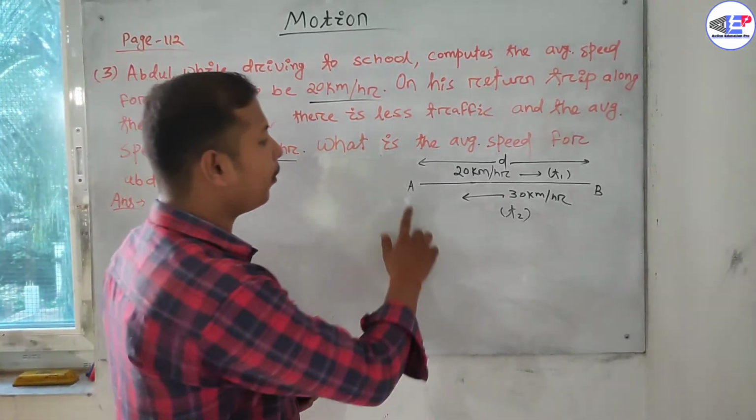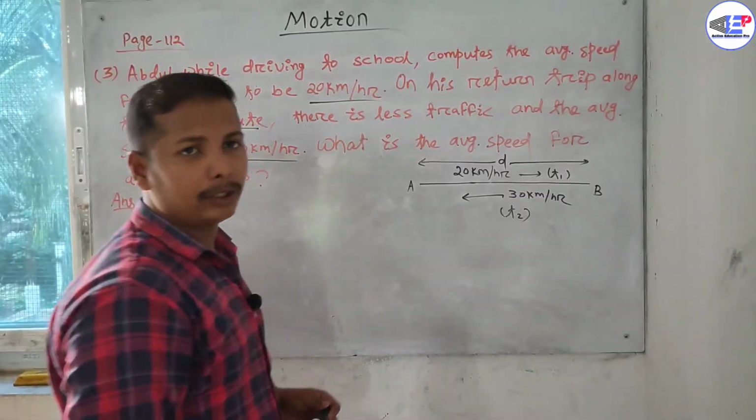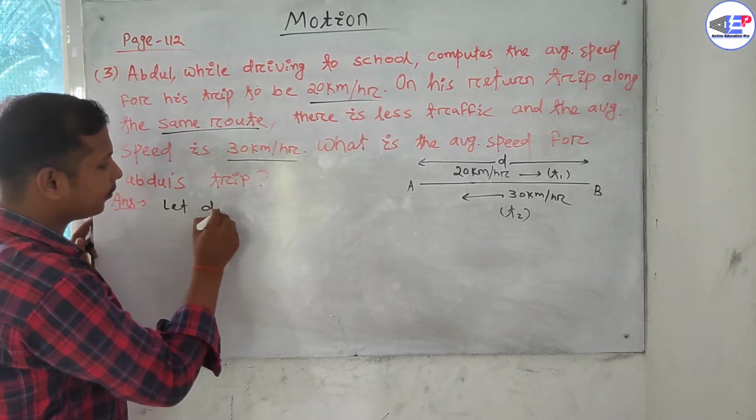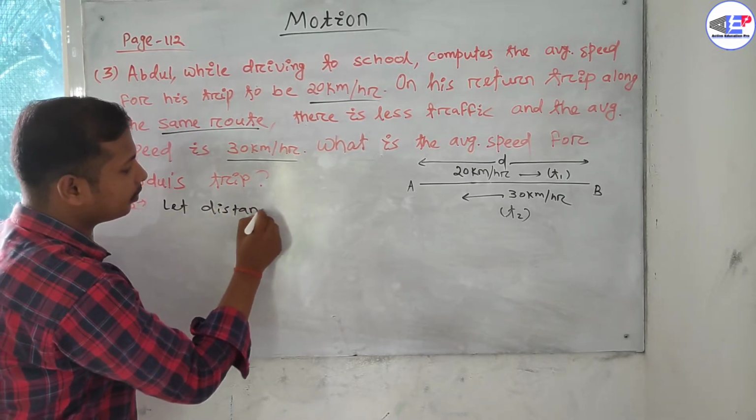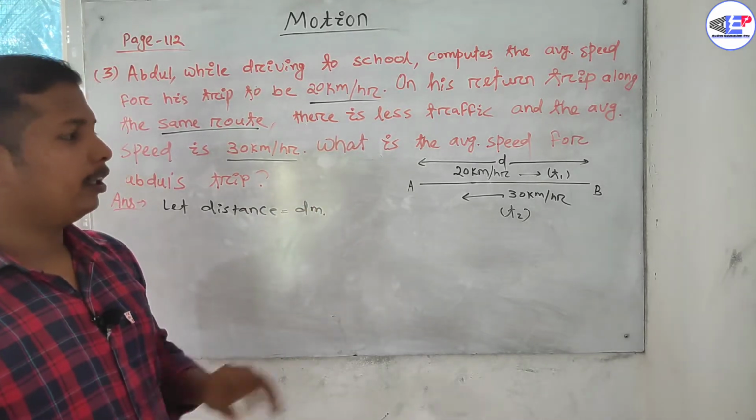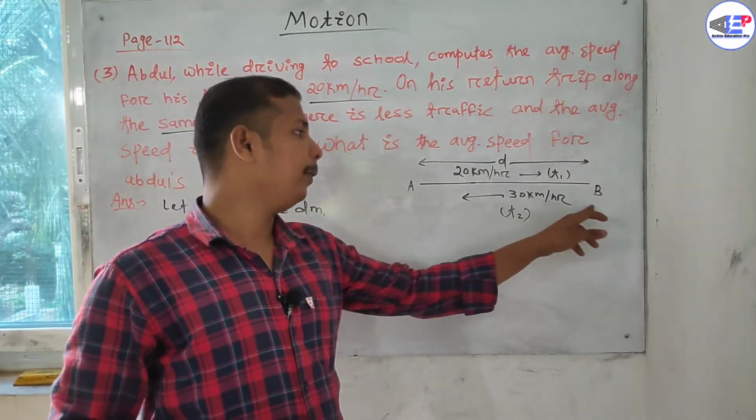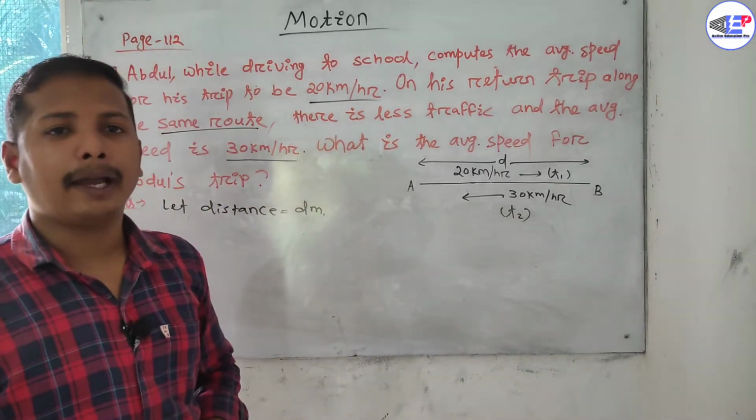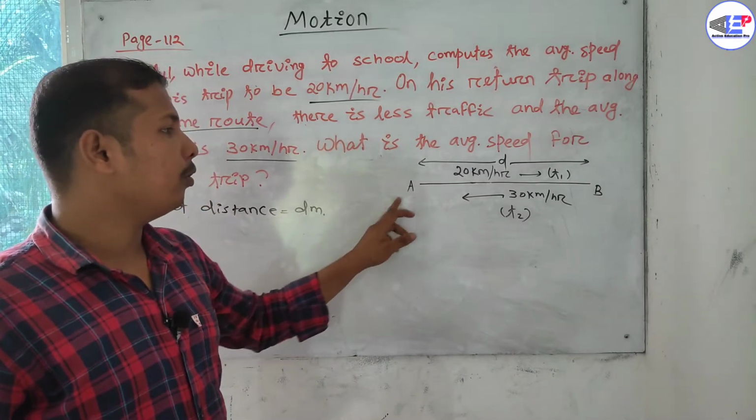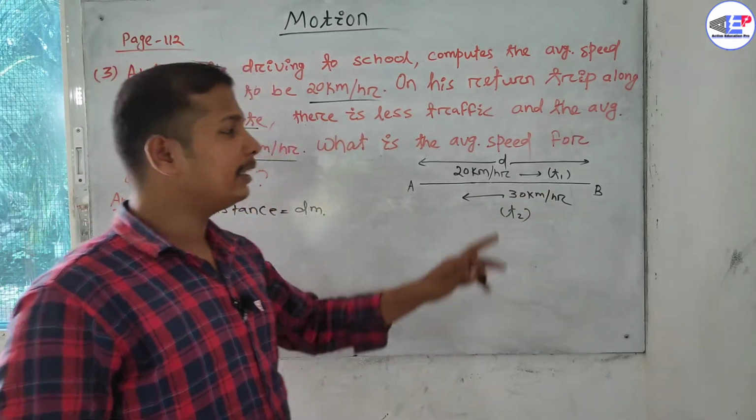Let the distance from point A to B is d meter. Here from point A to B the time taken by Abdul is not given. Let the time taken by Abdul from point A to B is t1.